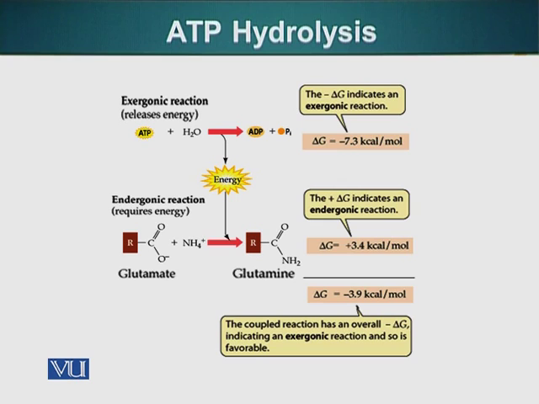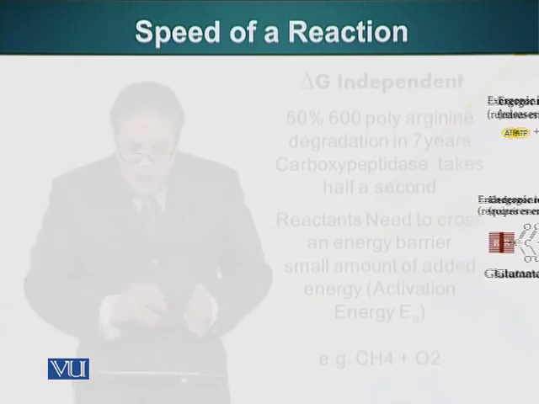So overall the net result is, if we add 7.3 and 3.4, the net change in delta G is minus 3.9 kilocalories per mole. So we are subtracting basically 3.4 kilocalories from 7.3 kilocalories. If these reactions are coupled, remember, one is exothermic, the other is endothermic. One is giving energy out, the other is taking energy in. We can make these processes feasible.